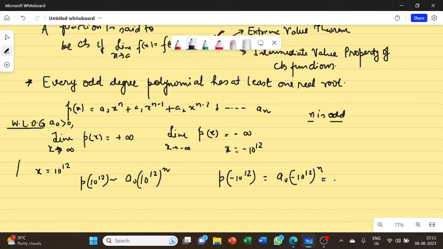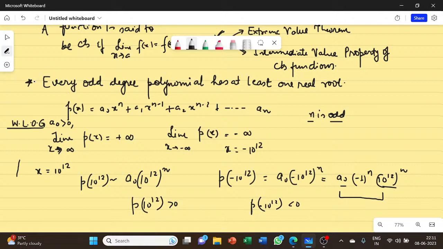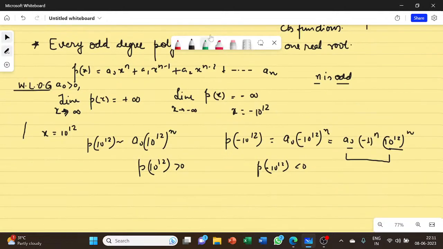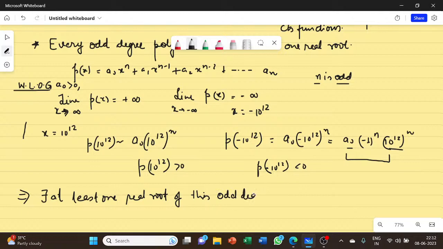And what is n? n is odd. So it will be equal to a0 into minus 1 raised to the power n and 10 raised to the power 12, the whole power n. Obviously 10 raised to the power 12 is positive, no issues, but if n is odd, then this will become negative. So your p of minus 10 raised to the power 12 would be negative, and your p of 10 raised to the power 12 would be positive. So clearly your function is changing sign. Therefore there exists at least one real root of this odd degree polynomial. So this is very certain.